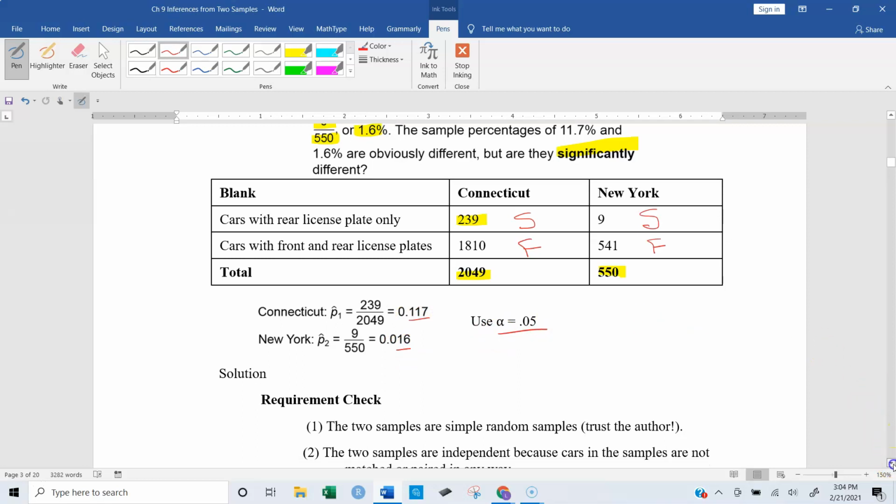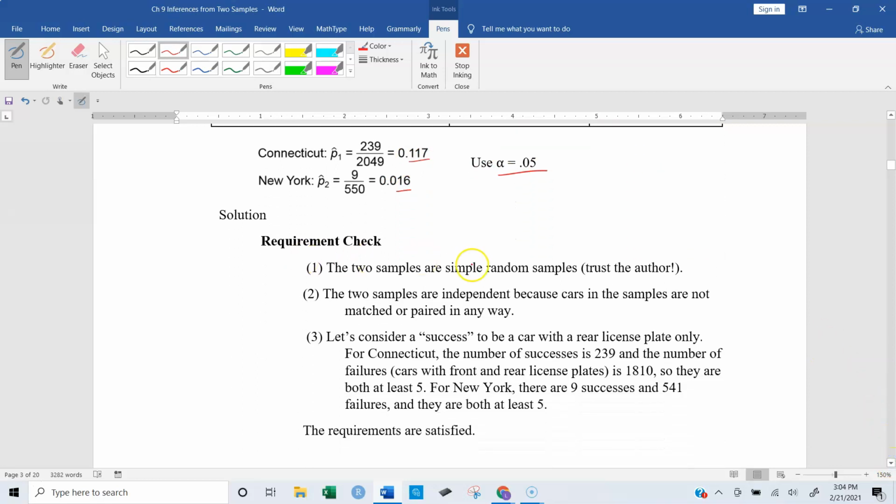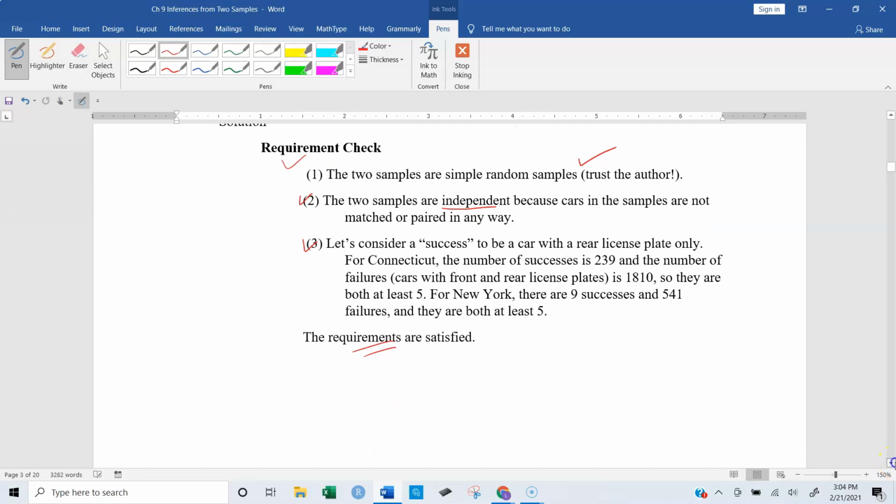So let's see if our requirements are met. Are the two samples random samples? We're going to assume that's true and hit yes. Are they independent? Absolutely. The cars in each state do not depend upon the other. Number of successes, are they both above 5? We've already checked that above, and the answer was yes. So all 3 requirements are met. Very important, make sure they are satisfied.